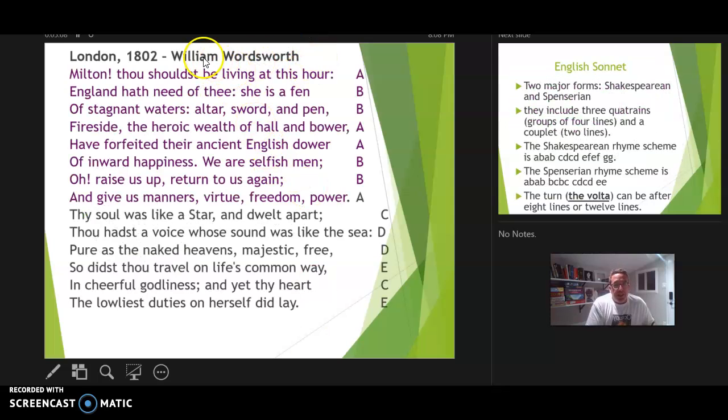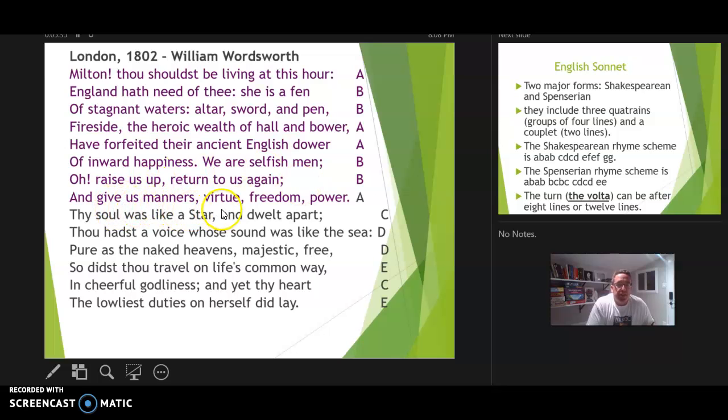This is London, 1812 by William Wordsworth. Milton, thou shouldest be living at this hour. England hath need of thee, she is a fen of stagnant waters. Altar, sword, and pen, fireside, the heroic wealth of hall and bower, have forfeited their ancient English dower of inward happiness. We are selfish men. Oh, raise us up, return to us again, and give us manners, virtue, freedom, power.